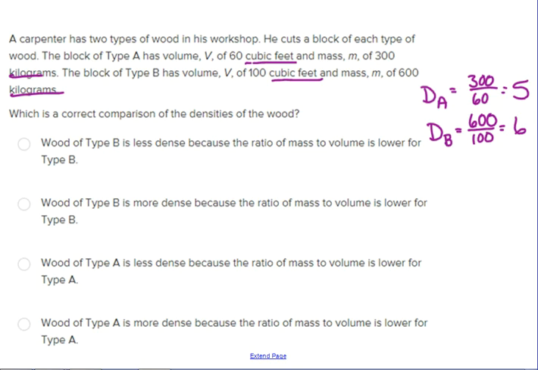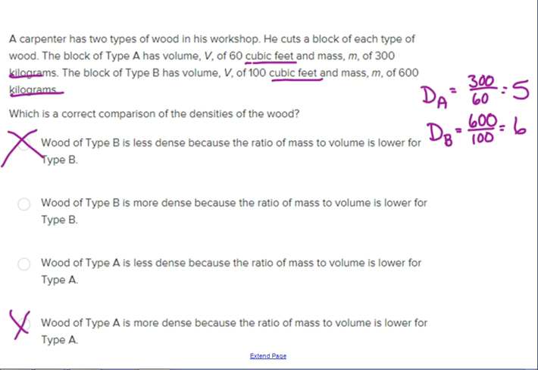So which one is more dense? B. The bigger the number, the more dense it is. Okay, it does correlate there. The bigger the density, the more dense it is. So let's look at the options here. Type B is less dense. Well, eliminate that. That's not true. Last one, type A is more dense. Throw that one out.